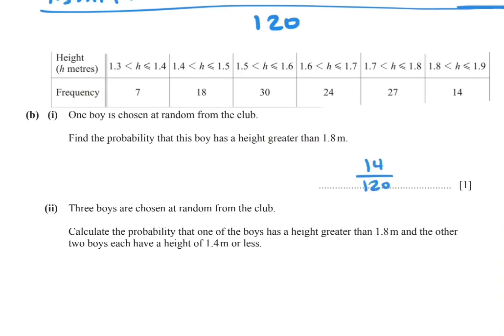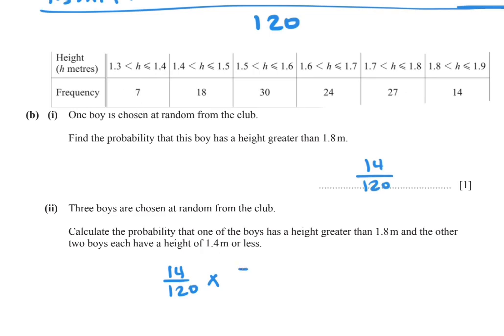For part (ii), 3 boys are chosen at random from the club. Calculate the probability that one of the boys has a height greater than 1.8 and the other 2 boys each have a height of 1.4 or less. So greater than 1.8, we have 14 to choose from, so the probability is 14 over 120. And so multiply. The other 2 boys each have a height of 1.4 or less, we have 7 to choose from. We need to choose 2 from 7.